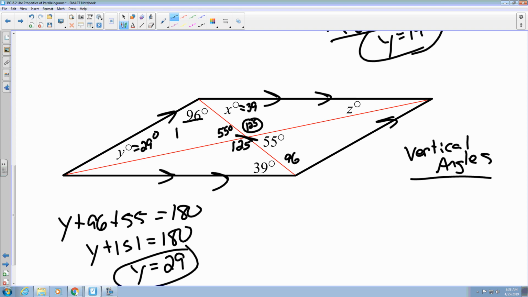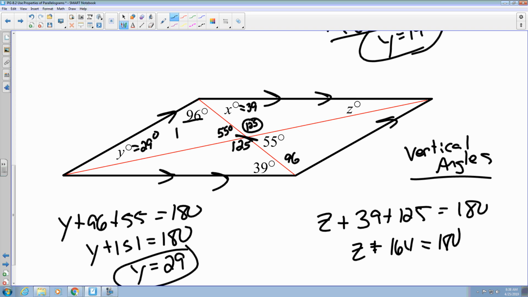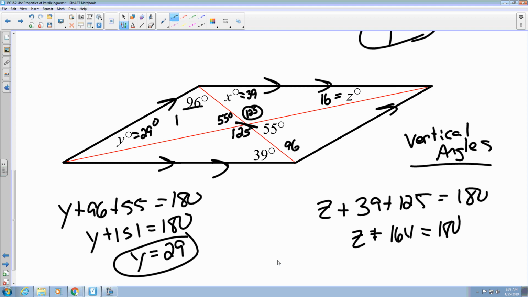And finally, I can then find z by taking z plus 39 plus 125, and that would be set equal to 180 degrees because it's a triangle. 125 plus 39 gives me 164, and z plus 164 equals 180. So I got 180 subtracted by 164, and I get 16 degrees. Okay? And that's it. And that is being able to use the properties of parallelograms. Oops. Till next time.